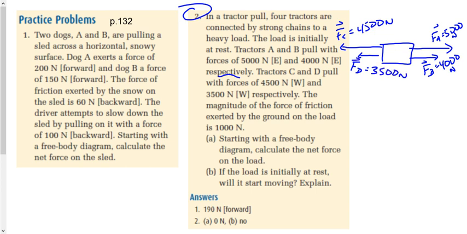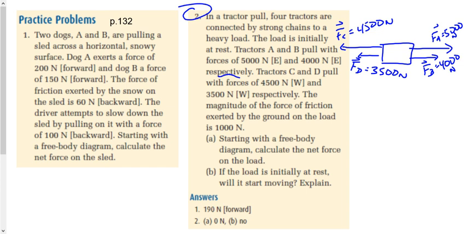Okay, now it says there's a force of friction of 1,000 newtons. It doesn't say which way that acts. Anybody want to take a stab at which way that acts? What do you say, to the left or to the west? Look at this force to the right here. 5,000, 4,000 is how much to the right? 9,000. How much to the left?